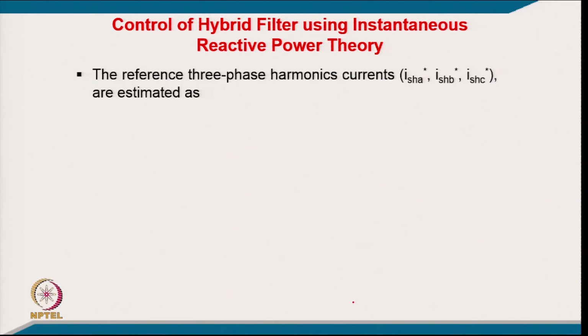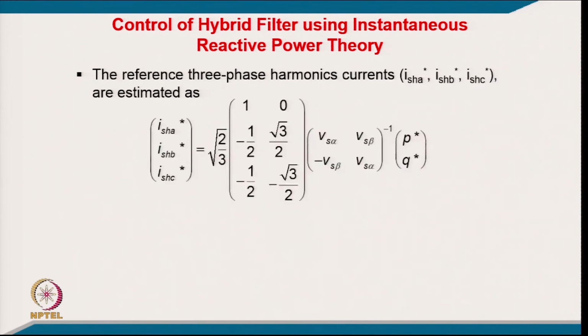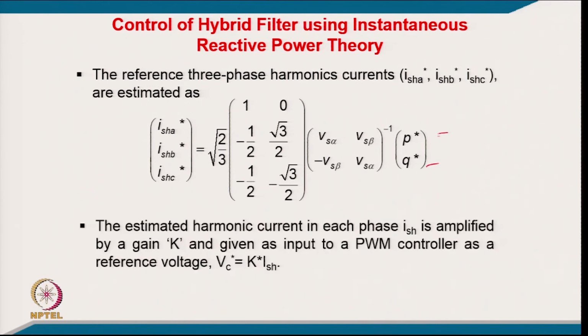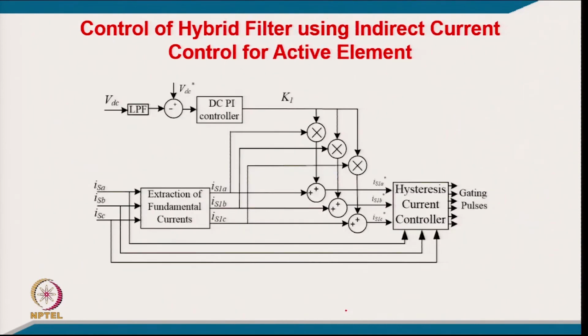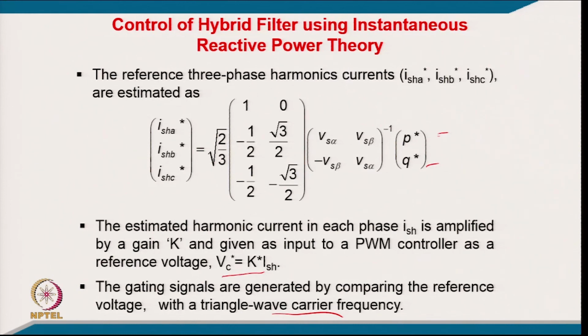So, the reference 3 phase harmonic currents are estimated from this P and Q through the reverse transformation, and now we put the estimated harmonic current in each phase with a gain of K, and we put a virtual impedance in series, a voltage of K times I SH. The gating signals are generated by comparing the reference voltage with a triangular carrier wave. So, that is about the control of this.